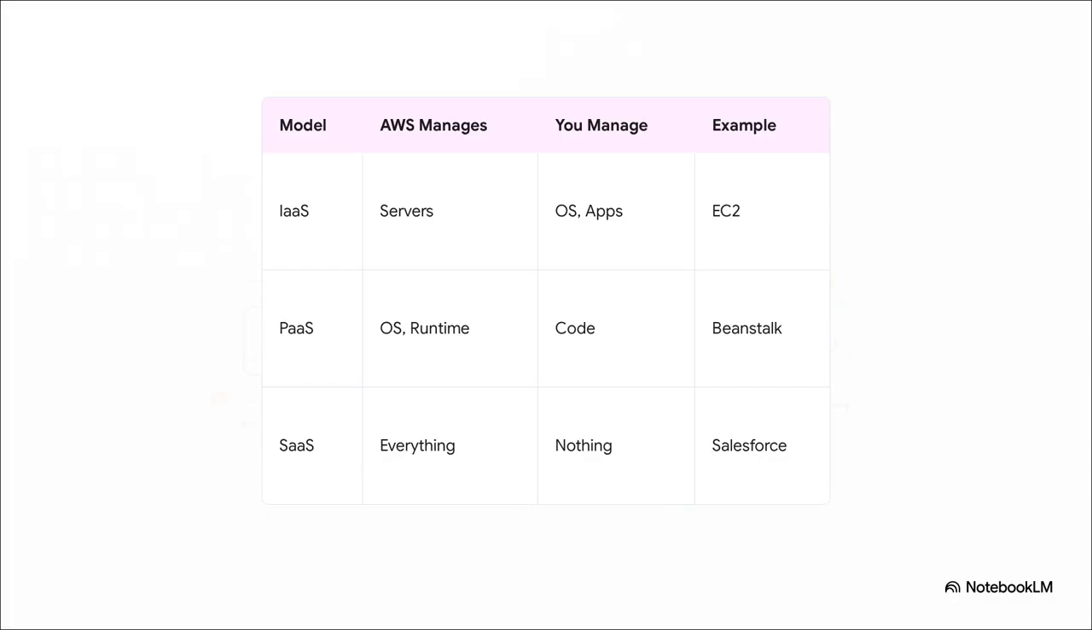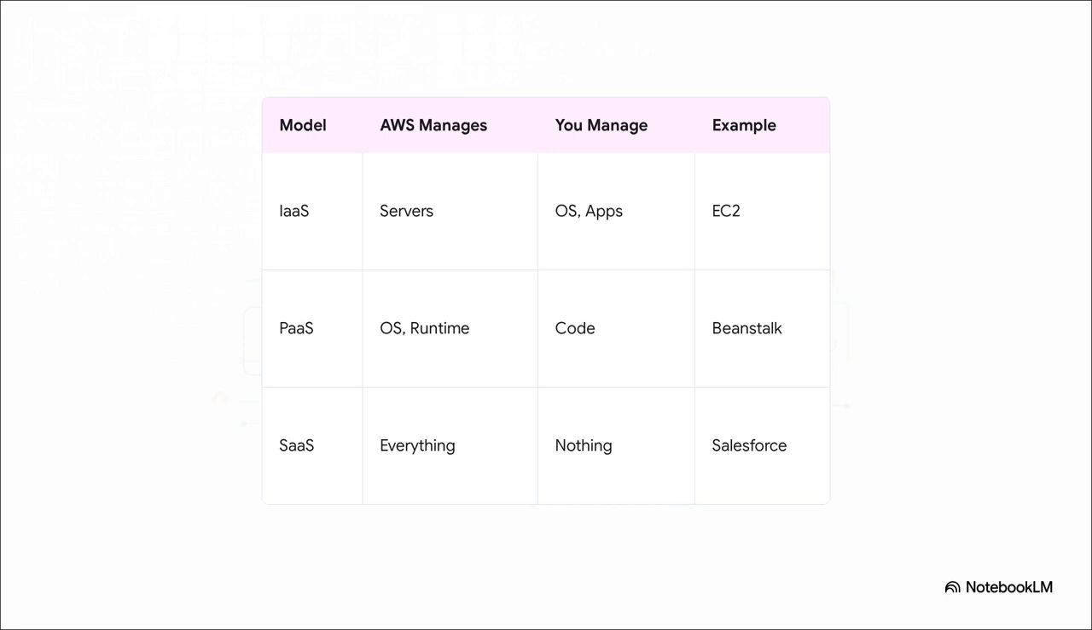Now, for the exam, you absolutely have to memorize this breakdown of service models. Pay close attention to how the responsibility shifts here. With Infrastructure as a Service, or IaaS, AWS provides the servers and the networking, but you're on the hook for managing the operating system and applications. Amazon EC2 is your textbook example here.